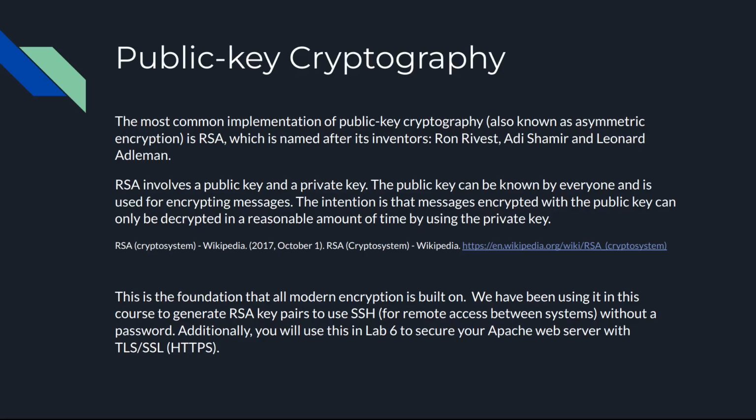RSA involves a public key and a private key. The public key can be known by everybody, and it's used for encrypting messages. The intention is that messages encrypted with that public key can only be decrypted in a reasonable amount of time using the corresponding private key. It's a key pair, right?